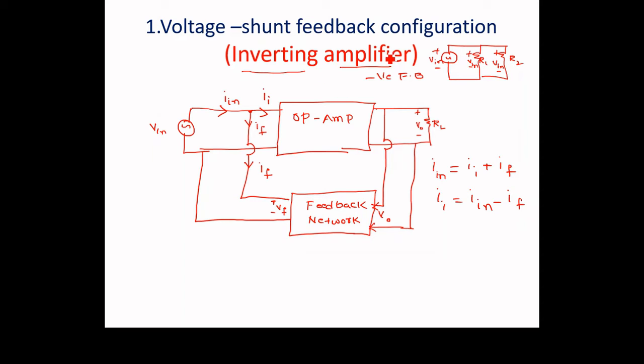So this is called voltage shunt, because at the output we are sampling the voltage. The output voltage we are giving to the feedback network, and the feedback voltage we connect in shunt with respect to the input. That is why it is called the voltage shunt feedback configuration, or the inverting amplifier. We will see why it is called an inverting amplifier again when we replace the op amp with the actual op amp schematic.